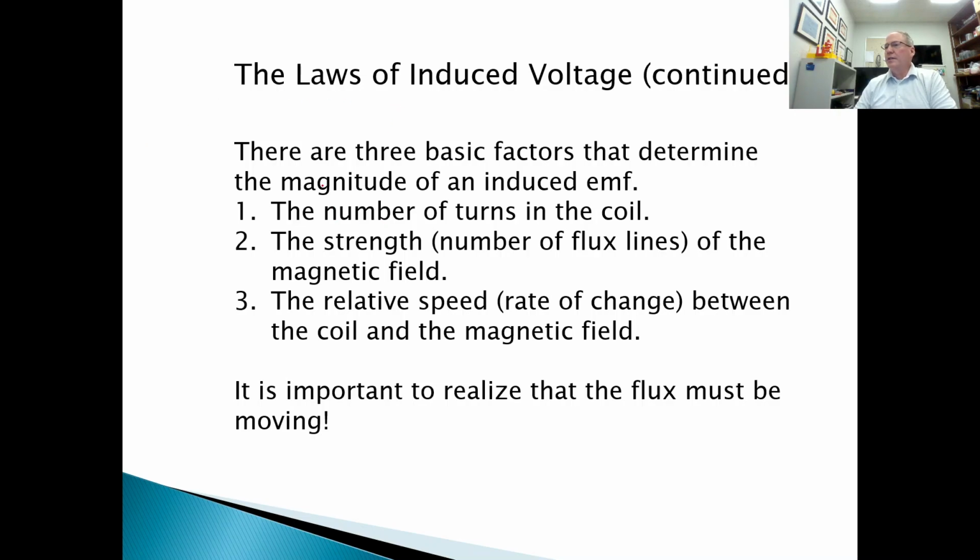There it is. So there are three basic factors that determine the magnitude of an induced voltage or electromagnetic force: the number of turns in the coil, the strength or flux lines of the magnetic field, and the relative speed or rate of change between the coil and the magnetic field. Now, it's important to realize that the flux must be moving. So you can't just have a voltage induced by a magnetic field that's stationary. Something has to move, either the conductor or the magnetic field.